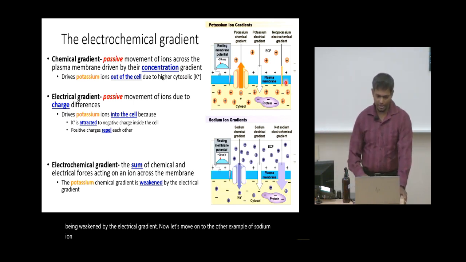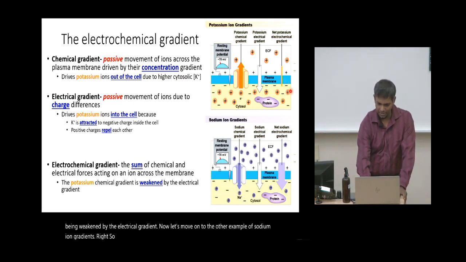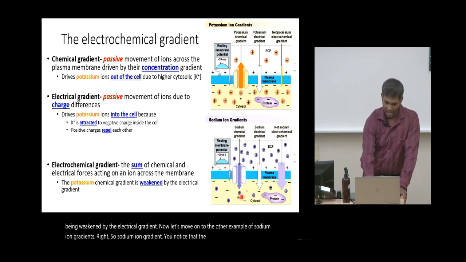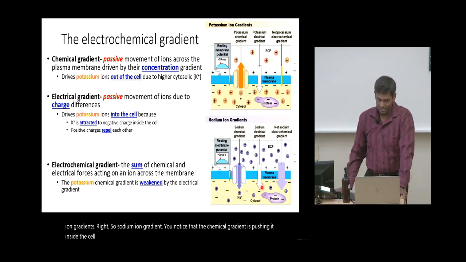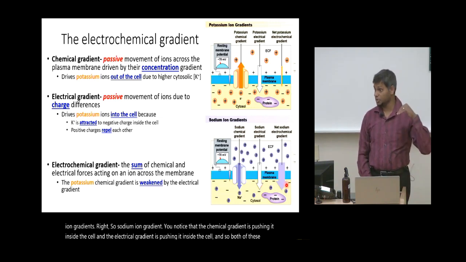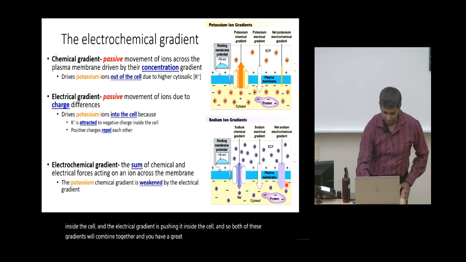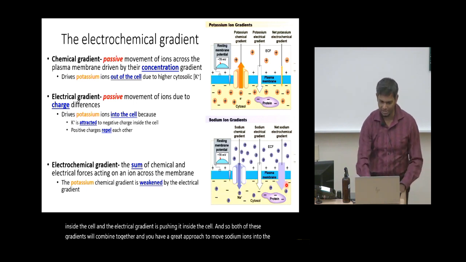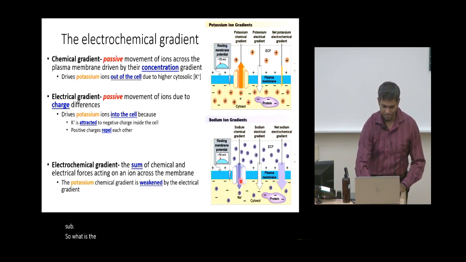So in the sodium ion gradient, we notice that the chemical gradient is pushing it inside the cell, and the electrical gradient is pushing it inside the cell. And so both of these gradients will combine together, and you have a great push to move sodium ions into the cell. Right? So what is the rationale for all of these 3 arrows?